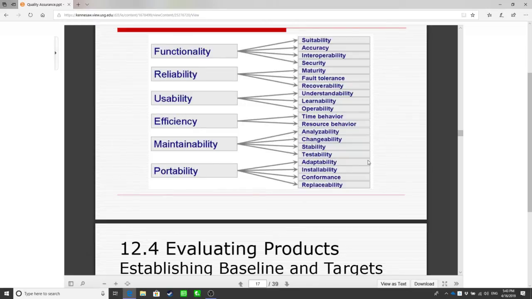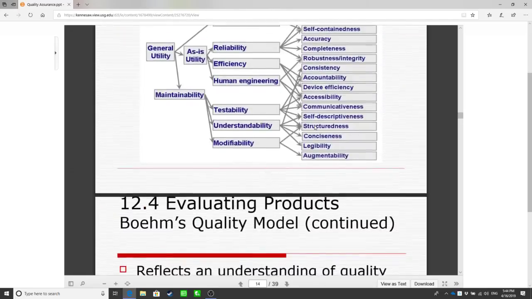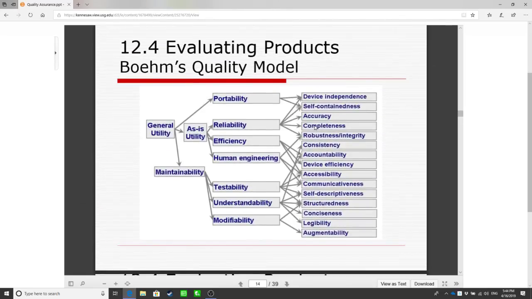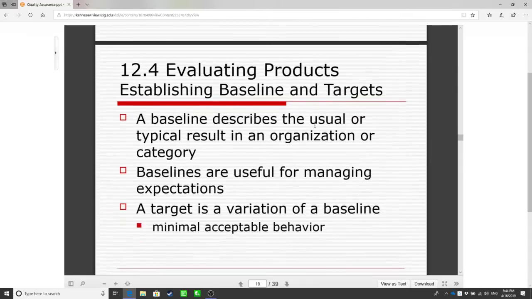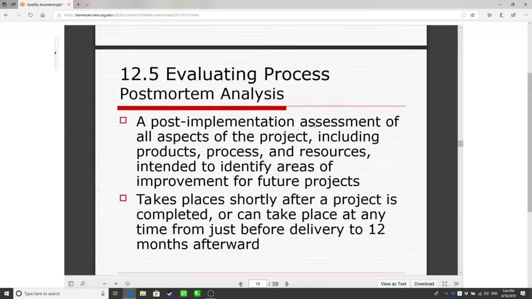We cannot just say the quality of this software system is 96 points out of 100. We cannot just say that. We need to describe where those points come from. All these models help us with that kind of task. And that's the evaluation of the product itself.